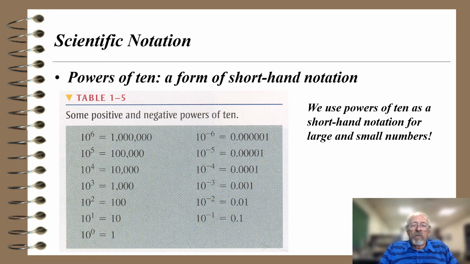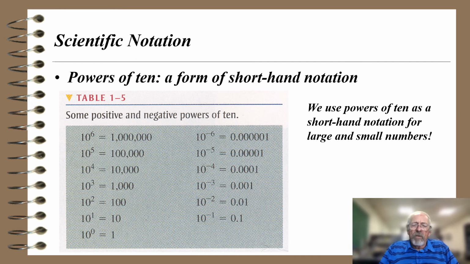So 10 to the minus 6th is a millionth. 10 to the minus 5th is 1/100,000. 10 to the minus 4th is the decimal point moved over 4 places, or 1/10,000. 10 to the minus 3rd is a thousandth, or a decimal point moved over 3 places. 10 to the minus 2 is the decimal point moved over 2 places, or 1/100th. And 10 to the minus 1st is 0.1 or 1/10.